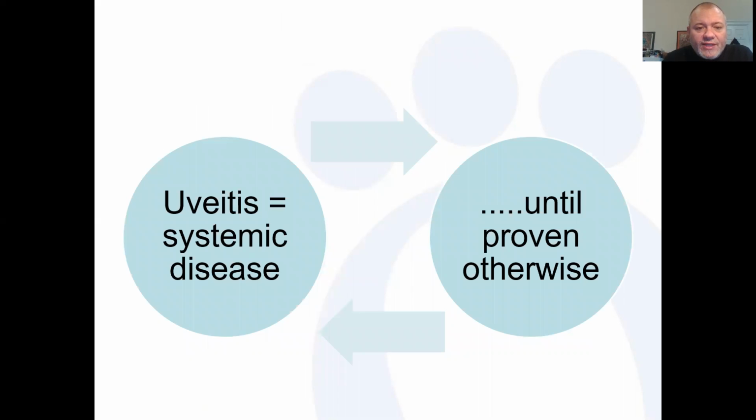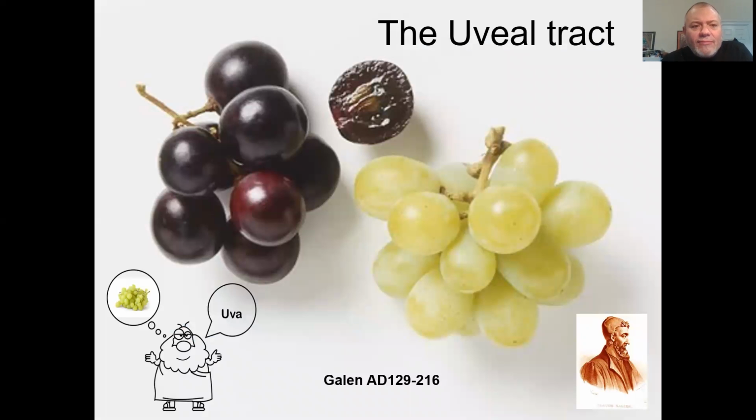So uveitis, this is the take-home point. If you see or suspect uveitis, assume there's some horrible systemic disease until proven otherwise. Where do you get the name uveitis from?